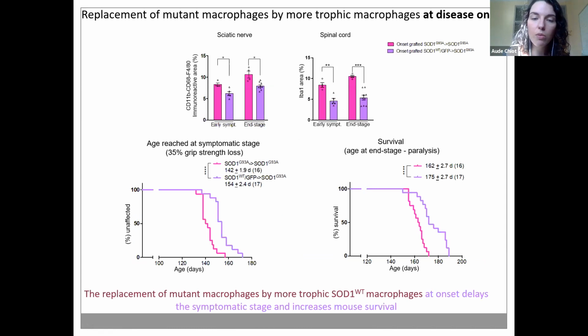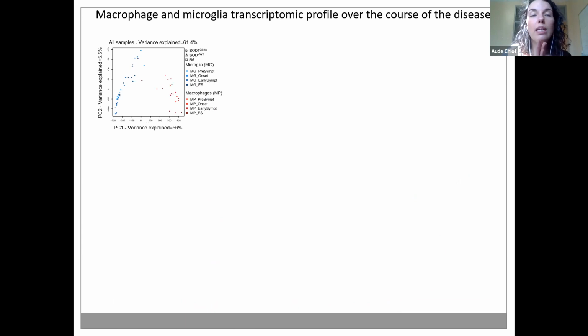So by replacing the macrophages, we were able to target the survival of those mice. And something that was really striking and interesting for us is that the timing that you choose to modulate your macrophages is really important, because by grafting later at the onset, we were able to have a more beneficial effect. So starting from this observation, we wanted to know how the macrophages are reacting during the disease, because we truly believe that it's important to understand when you have to modulate the macrophages and in what way.